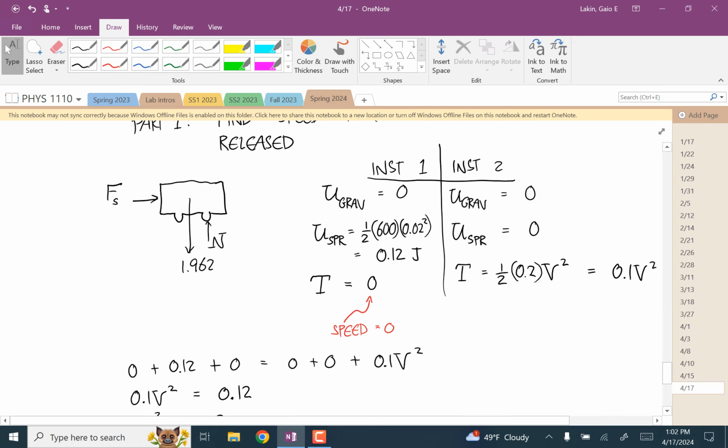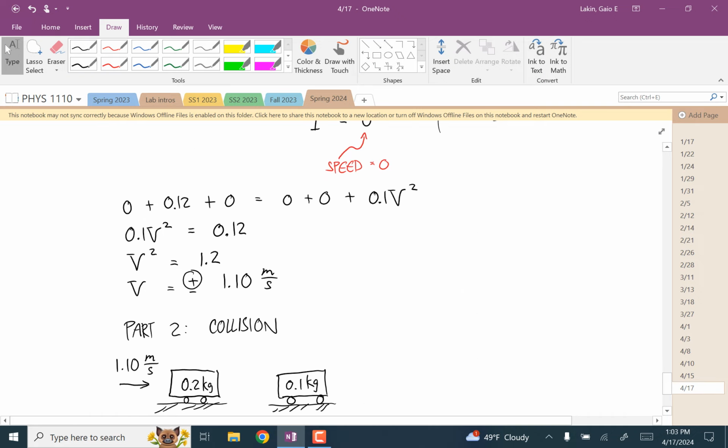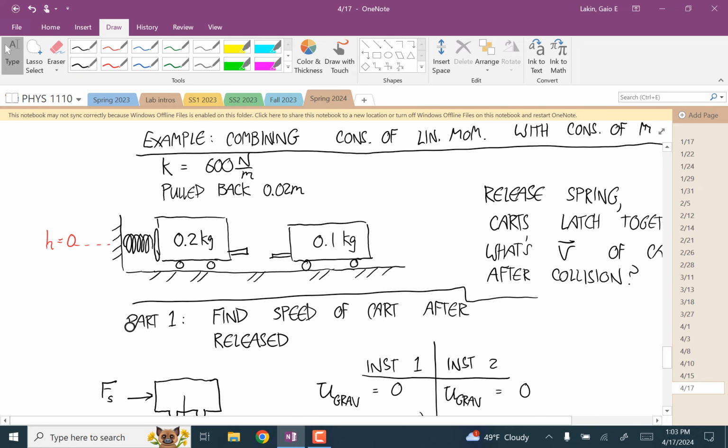So just from knowing some properties of this spring and how far you pull this spring back before you let it go, you can figure out what the speed of this system is once those two things latch together. Any questions about that?